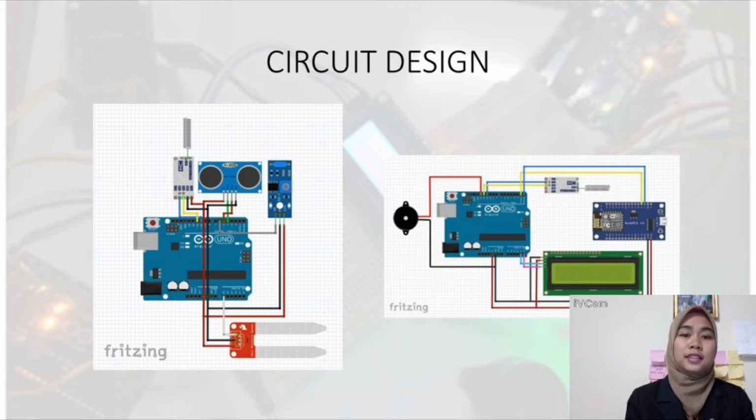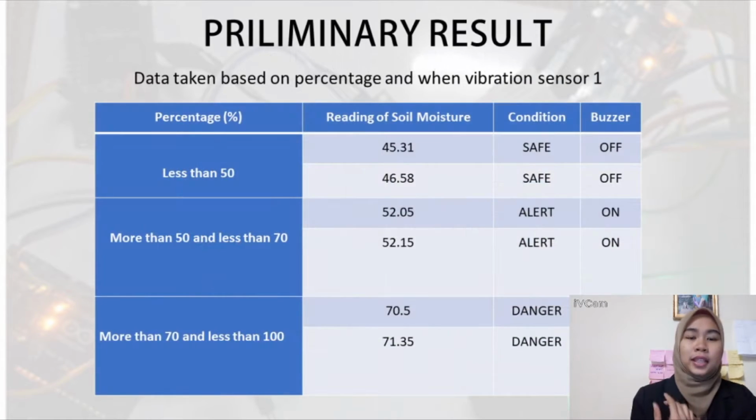This is the circuit design for my project. I have separated the circuit into two, and I am using two Arduino Uno. The first Arduino is for the sensor and the second Arduino is for the LCD and buzzer. Next, I will explain the preliminary results.